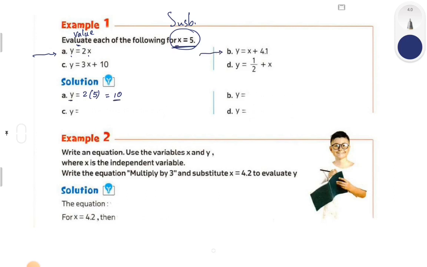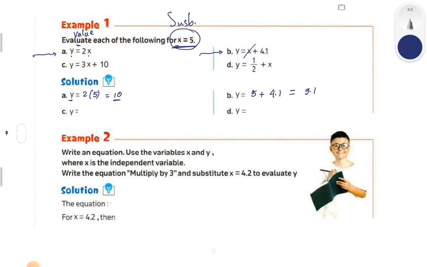Next one, b. y equals x plus 4.1. Okay, when I substitute x equals 5, y equals what? x will be 5 plus 4.1. Okay, 5 plus 4.1 equals 9.1.